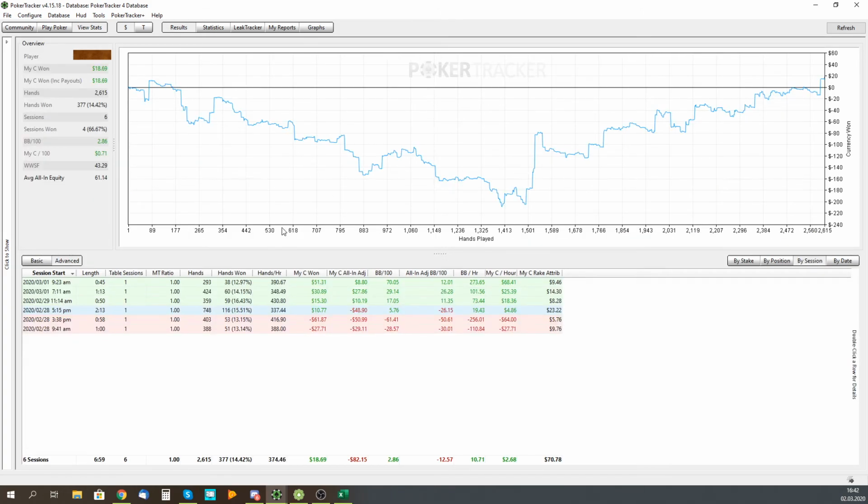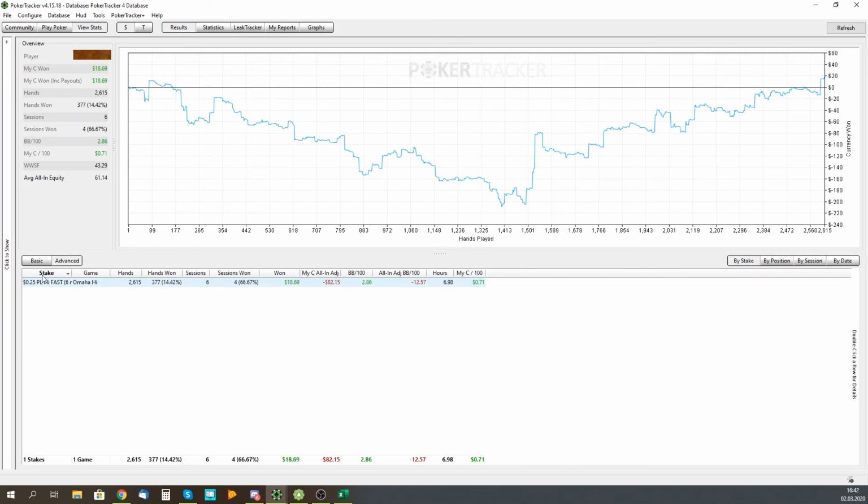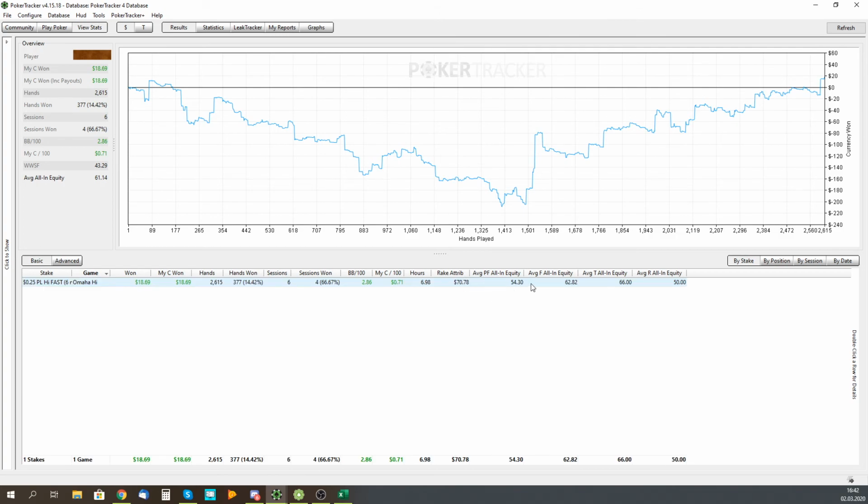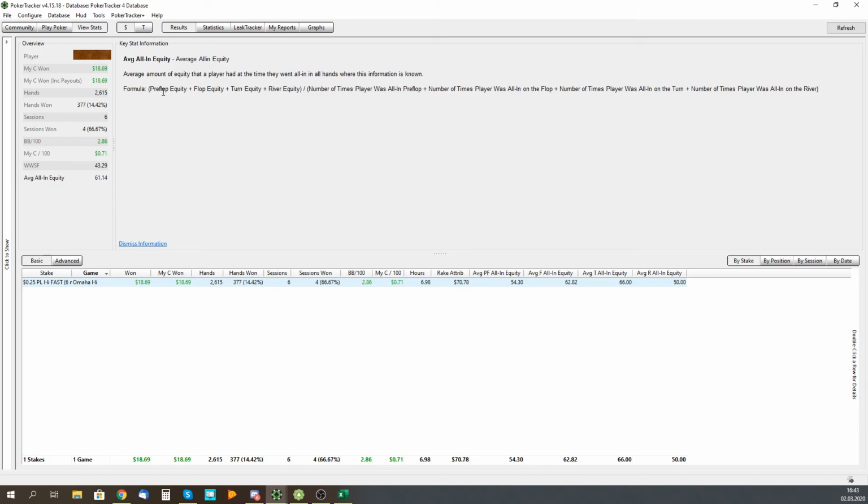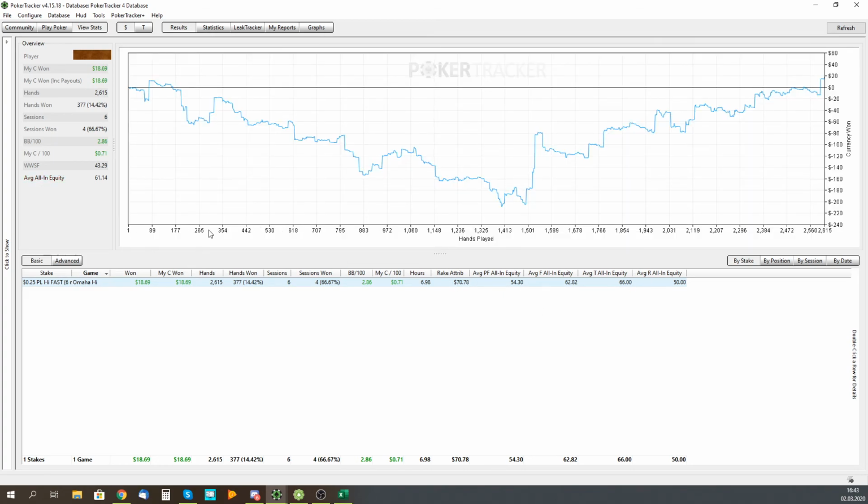So if we go back here to the results and look at it by stake, and we look at the basic, then we can see I have put in these 4 numbers here: the average all-in pre-flop equity, the average flop equity, the average turn equity, and the average river equity. And these 4 numbers convert into this number here. If we click here, then we can see the description, the formula: pre-flop equity plus flop equity plus turn equity plus river equity, divided by the number of times the player was all in pre-flop, plus the number of times the player was all in on the flop, and on the turn, and on the river. So that's how these 4 numbers work into this number.